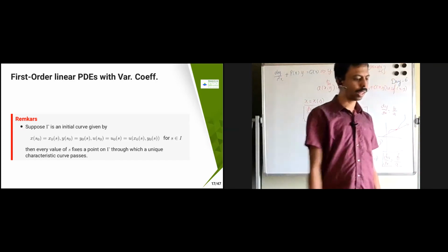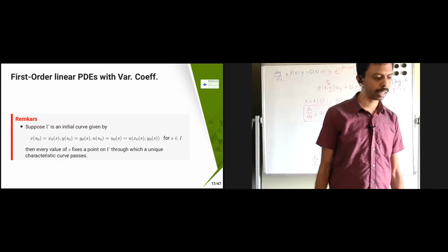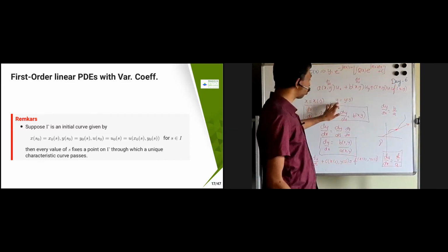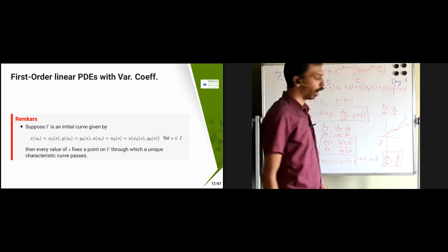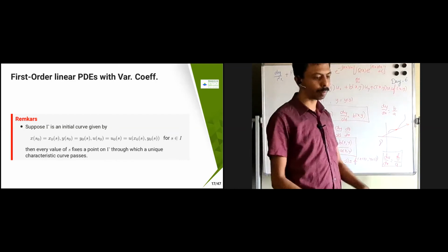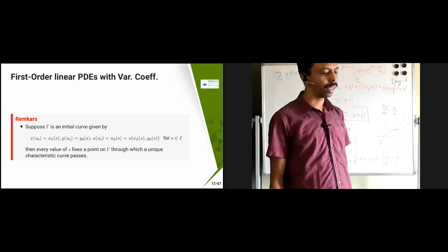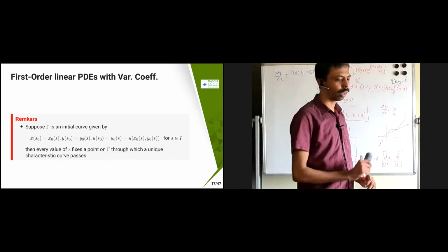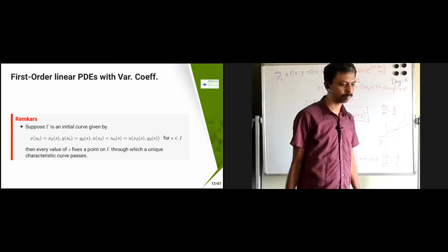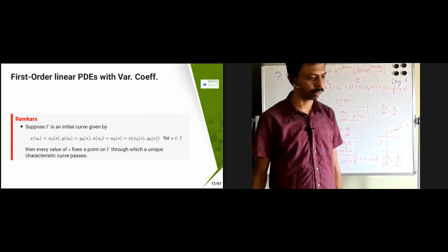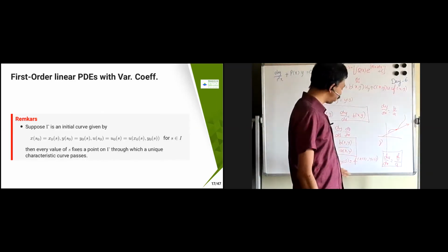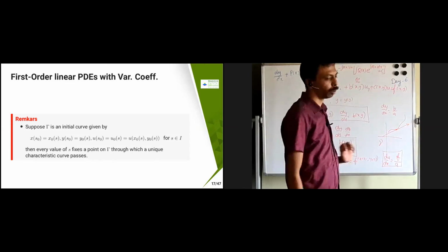So this is once again, I repeat the same. Suppose gamma is an initial curve given by x = x(s0), y = y(s0), and then automatically we get u = u0(s) for some s in I. Then you can find a unique characteristic curve that passes through that point. Again, I repeat the same thing: because here your C will be uniquely determined, therefore this is going to be uniquely determined, and therefore this is going to be uniquely determined.